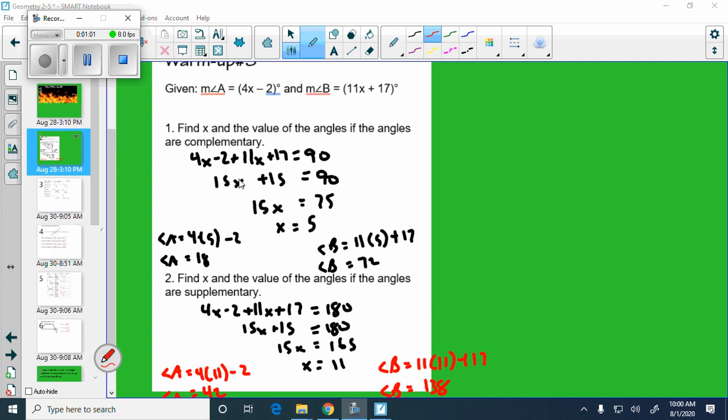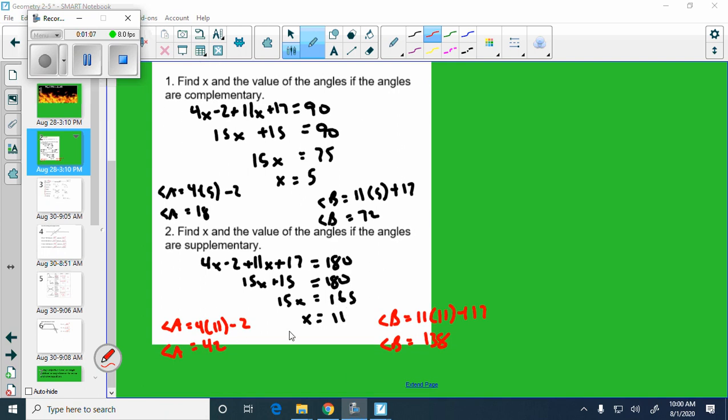The only thing different on question 2 is that they're supplementary angles now. So instead of adding to 90, they add to 180. And it's just another algebra problem to find out that x is 11 and angles A and B are 42 and 138 respectively. You can pause the video and look at my work if you need help with that. But also as a reminder, you can check it by taking these two angles to see that they do in fact add to 90, or these two angles to see that they do in fact add to 180.